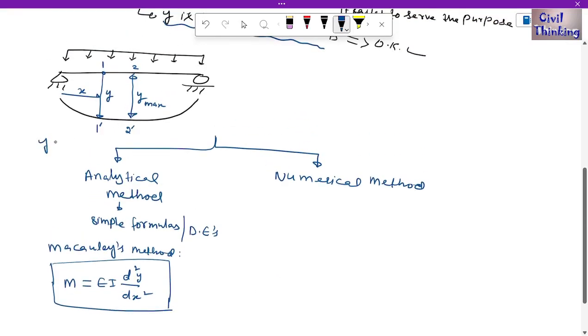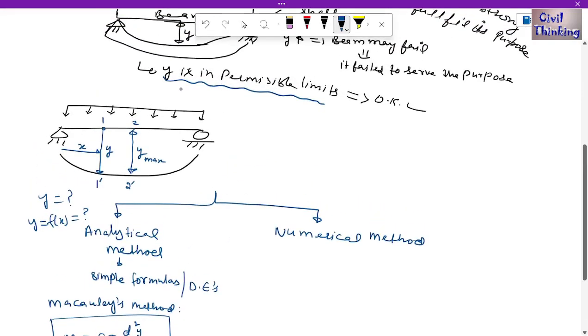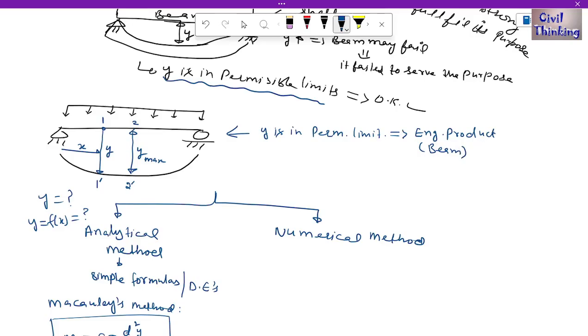We have to find y, right? This y is a function of x, and we have to find this. Why? Because we have to test if it is in permissible limits or not. If y is in permissible limit, it implies what? Our engineering product is okay, right? Which is the engineering product? Here in our case it is the beam. This beam is okay.